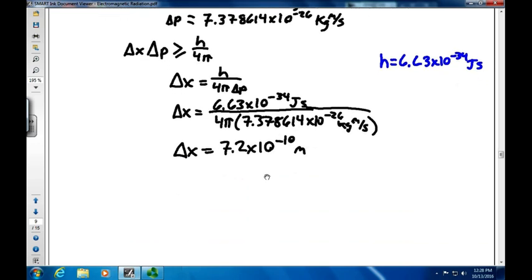So you cannot predict the electron's position with any certainty that is greater than 7.2 times 10 to the minus 10 meters. That may not seem significant except when you're trying to do particle physics or something similar thereof. But that's our brief foray into quantum mechanics.